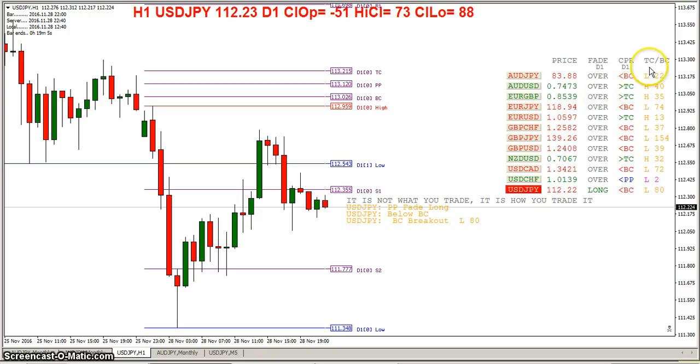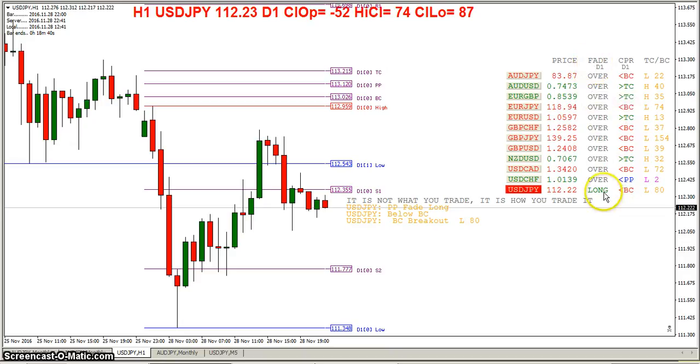Okay, so this column tells you how many pips above or below price is. So right now it is 80 pips below the BC. And you can see here in the CPR it tells you it's below the BC. So you don't have to use both of these. You can use one or the other.